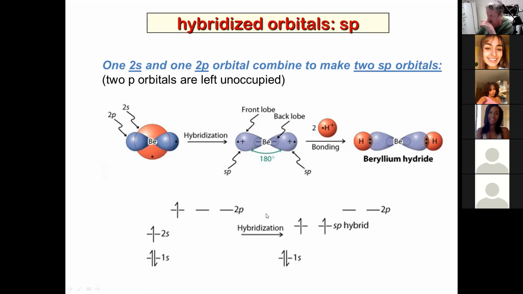Okay, and this is a kind of electron diagram that shows the unhybridized 2 electrons on the beryllium. And when you hybridize, now you have 2 sp orbitals and 1 electron each on the beryllium. Of course, if you add the hydrogens, then you have an extra electron each. But there are also these 2 p orbitals that are unoccupied. They can become occupied, but right now they're unoccupied.